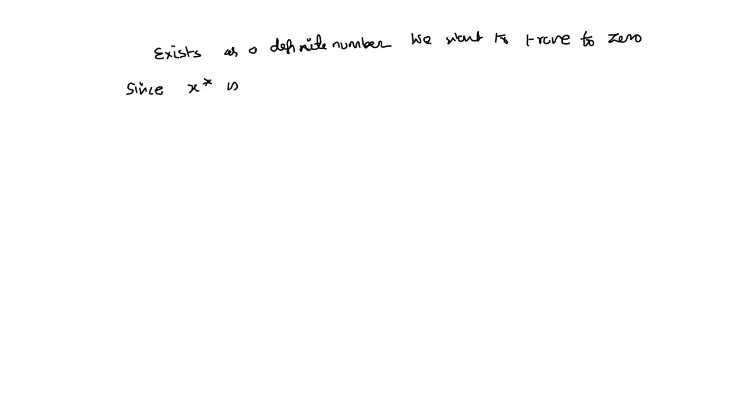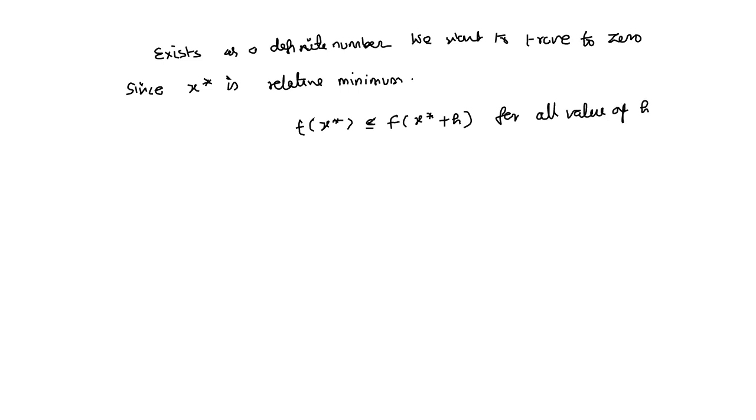Since x star is a relative minimum, when x star is a relative minimum, we can write f(x star) is less than or equal to f(x star plus h) for all values of h.